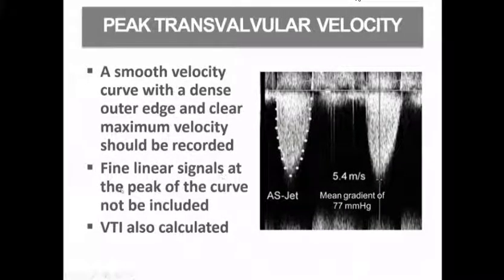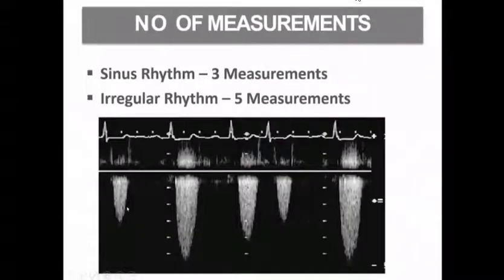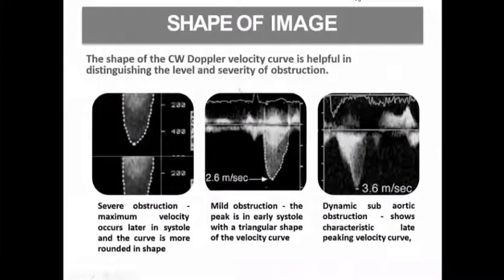A fine linear signal at the peak of the curve is not included. As you have seen here, this is a spike, but it is not giving the correct value. Whenever you have a very bright echo shadow, that is what we should record, and at the same time you should also calculate the VTI. In sinus rhythm, you measure at least 3 measurements, and when AF is there, you should measure at least 5 cycles.